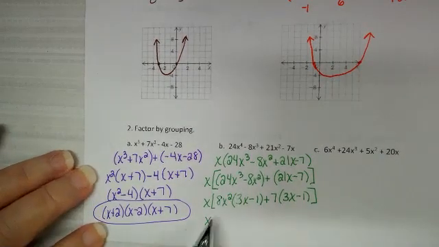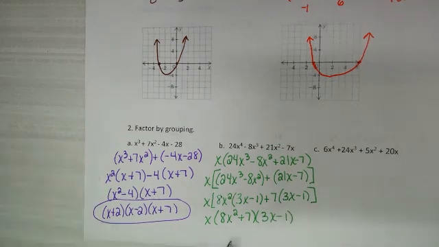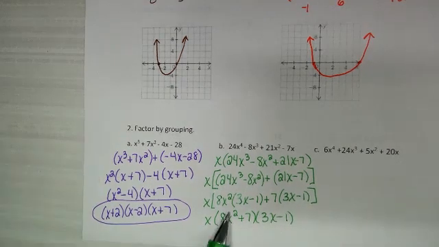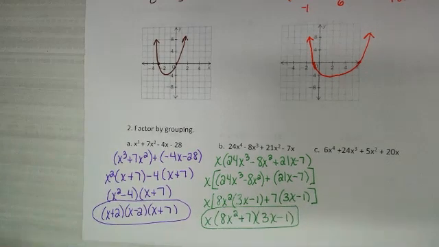So what I'm left with is my x, and now the 8x squared plus 7. And then the one they had in common was 3x minus 1. Now my only hope would be, can I factor the 8x squared plus 7 any further? And the answer is no. So that is factored completely.